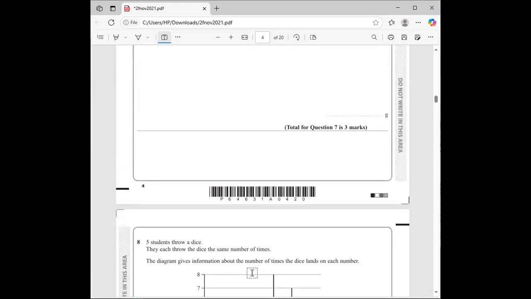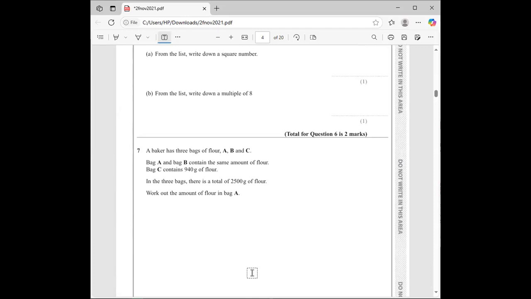Okay, let's move on. Okay, a baker has 3 bags of flour. A, B, and C. Bag A and bag B contain the same amount of flour. So XX or TT or whatever amount, AA, whatever letter we want to use. It says bag C contains 940 grams of flour. It now says in the 3 bags, there's a total of 2,500 grams of flour. I guess what the question would be, work out the amount of flour in bag A.